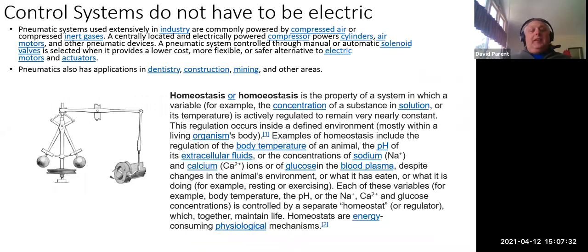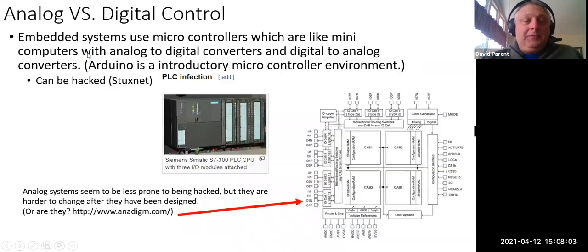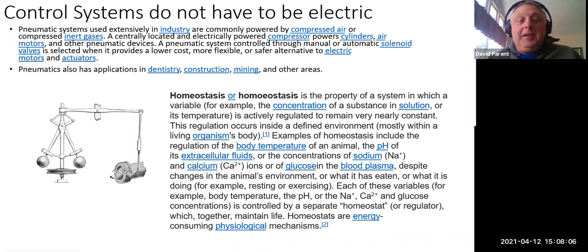So now, control systems do not have to be electric, or they certainly weren't electric before. Think of this where the faster it spins, these balls swing out, which pull this lever up, which reduces the flow of air, which makes the engine go slower, which then the balls come down. Homeostasis is a control system on the human body, or an organism's body, and maintains your body temperature and things like that.